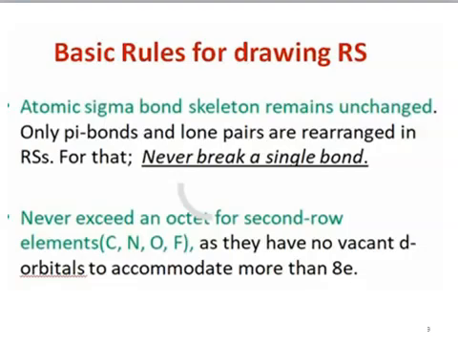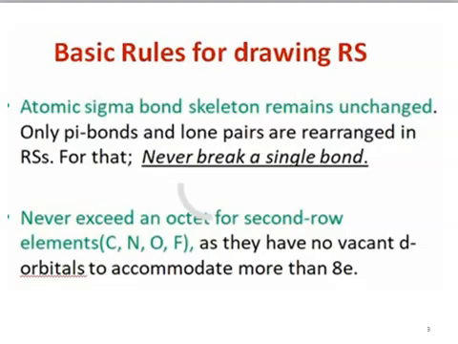Second, never exceed an octet for second row elements. Right? In the case of first row elements, the first period, a duplet is followed, and in the first row we have only hydrogen and helium, so we don't consider the first row. But in the case of second period elements, you must not exceed the octet, right? Why must we not exceed the octet? Because they don't have vacant d orbitals to accommodate more than 8 electrons. For third period elements, they may exceed the octet because they can accommodate the extra electrons in their d orbitals.